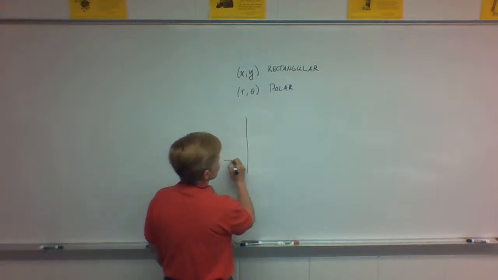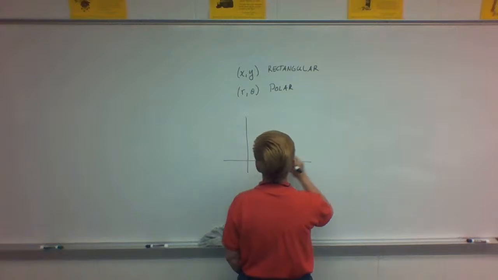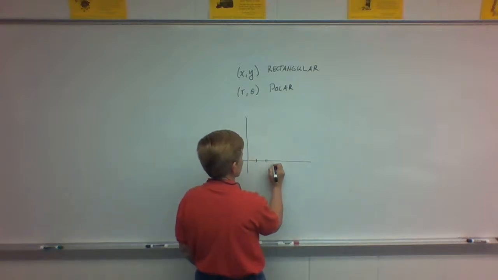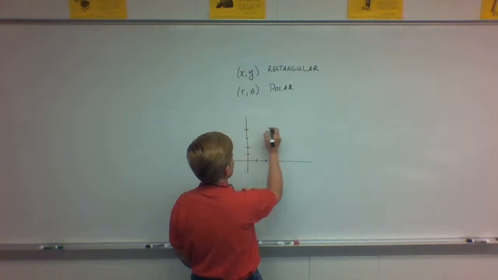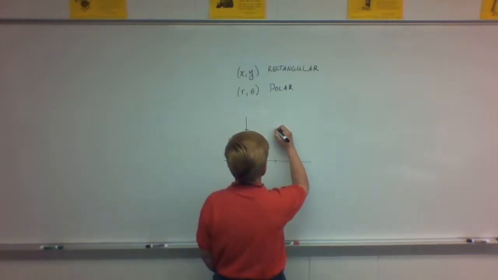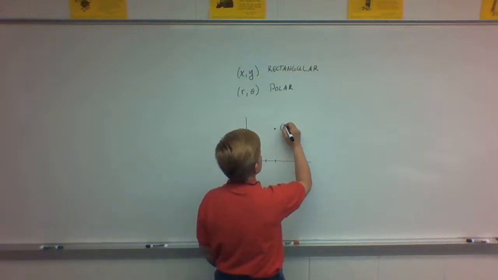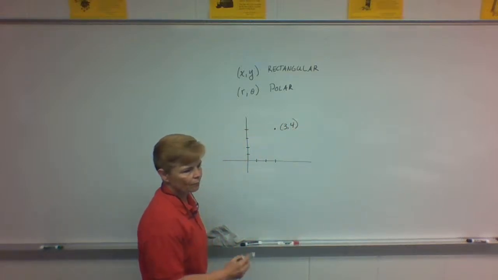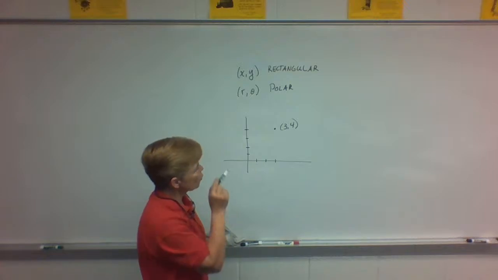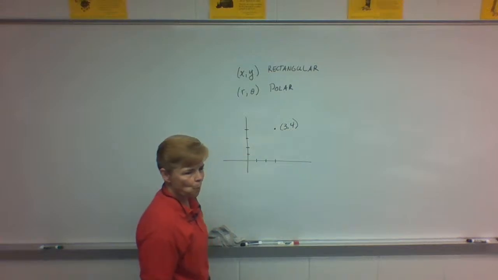If I have a rectangular point, the first quadrant, we'll try to keep it simple for a little bit. Let's say the point 3, 4. I'm going to go out 3. Up 4. Plot the point. So this is the point 3, 4 rectangularly. What would that be polarly? Well, to write a polar coordinate for this, we need a radius. That's 5.